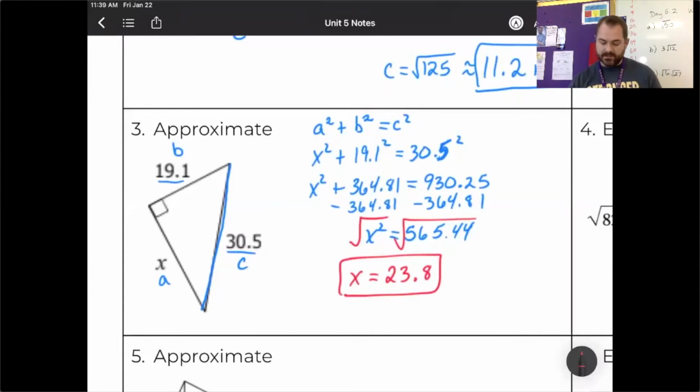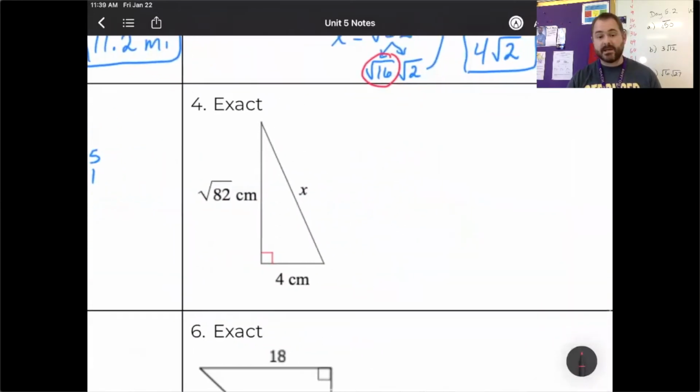Okay, let's keep moving. This next example is a little more complicated because you see that it has this square root of 82 as a side already. This is not just the number 82, so we need to be careful how we enter this when we do this problem. We're still going to start with a squared plus b squared equals c squared.